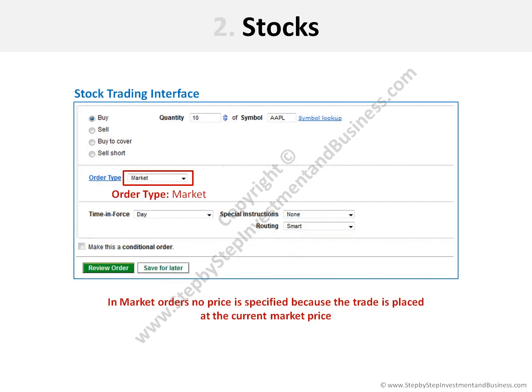Here we can see how to enter a market order. In this example, we are indicating to buy 10 shares of Apple at the current market price. It is important to mention that in market orders, no price is specified because the trade is placed at the current market price. So, unlike the limit order, where there was a field to enter the price at which we wanted to make the purchase or sale, if we enter a market order, we do not need to specify any price.